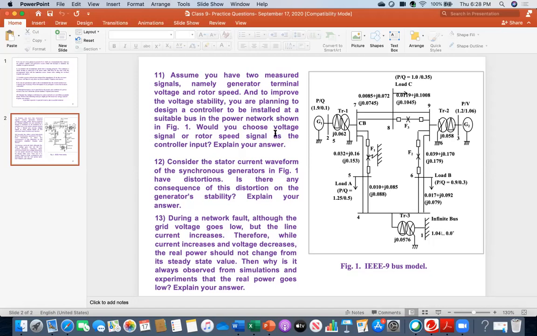You see, the voltage signal control means, let's go back. Can you remember that AVR model? What is the input to the AVR model? That is the voltage. And rotor speed is the input to what? The governor system. Therefore, if you use the rotor speed, it will control the governor or the shaft system, but the bus voltage may not come back to the original position. All are interrelated. If you use rotor speed, it will help somewhat, but not fully.